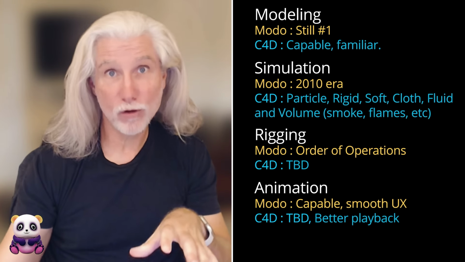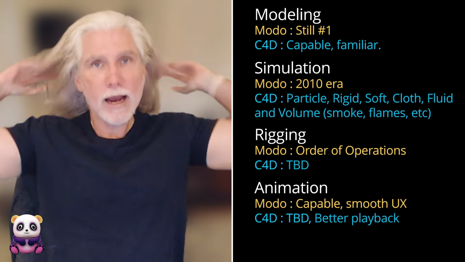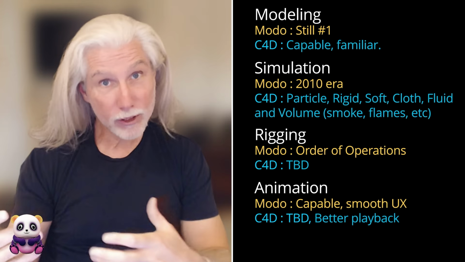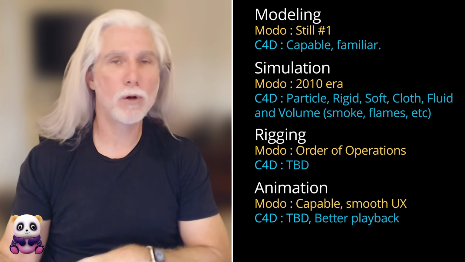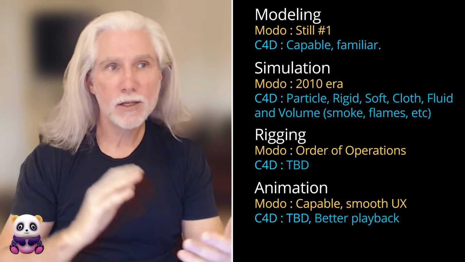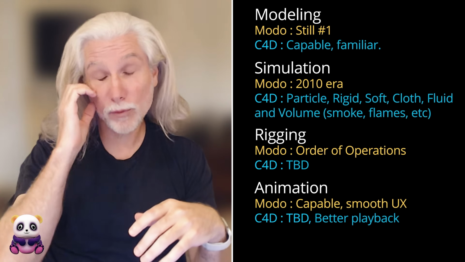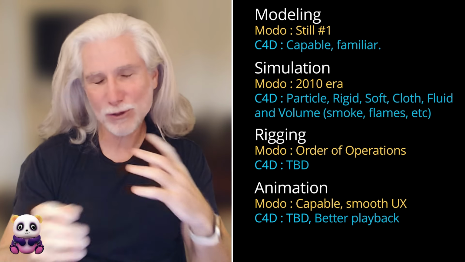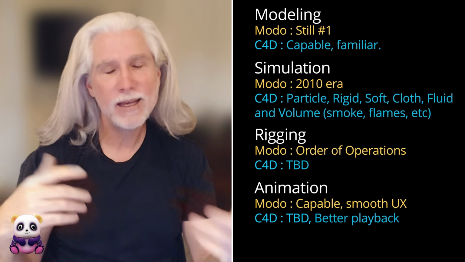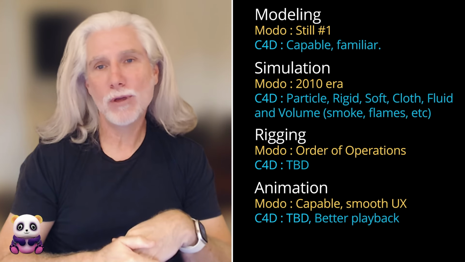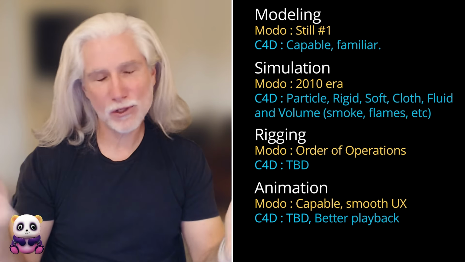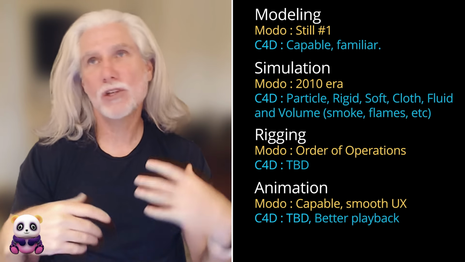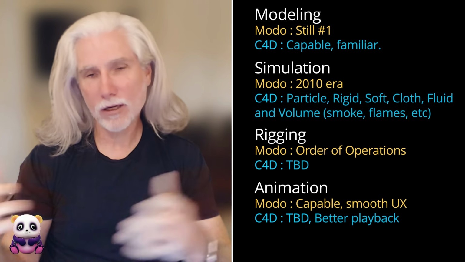Okay, let's talk a little bit about some of these other things. I think I'm just going to gloss over them because this video is pretty long, and I'll do a future video covering these other items. Modeling, listen, you're not going to replace Modo's modeling with Cinema 4D. Cinema 4D is capable. The tools are familiar. They've got the same sort of selections, and they're not as fluid as Modo, but you can double click an edge loop. You can bevel and extrude and bridge and edge slide and all that stuff. It's all there. You're just not going to get in the flow state like you can in Modo.